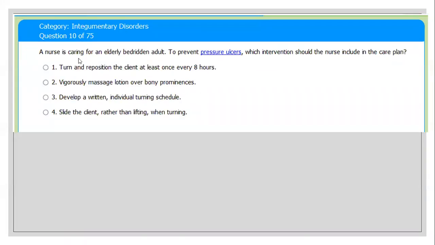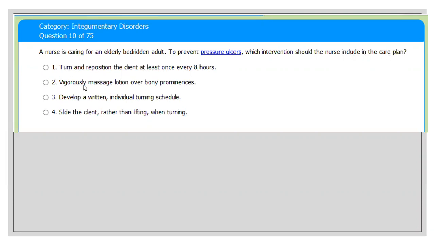Next question, another question about the pressure ulcer. A nurse is caring for an elderly bedridden adult. To prevent the pressure ulcer, which intervention should the nurse include in the care plan? Number one, turn and reposition the client at least once every 8 hours. No, it is not. It is so long, right? Every 2 hours is okay.